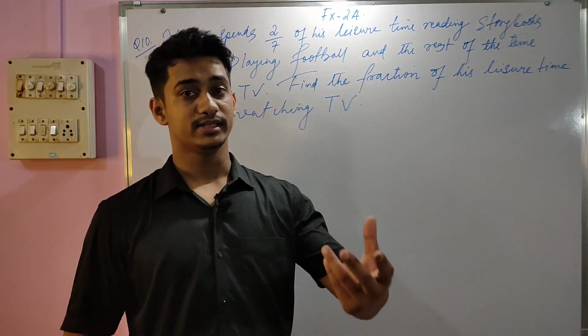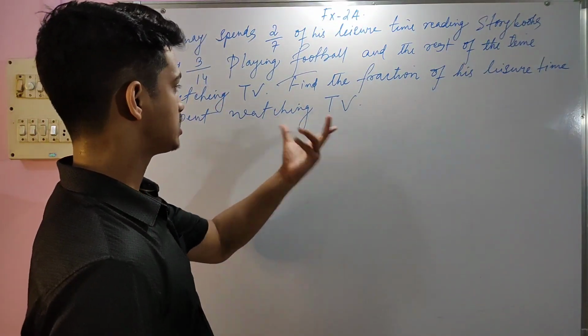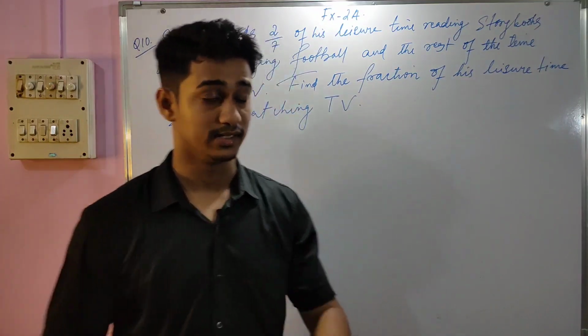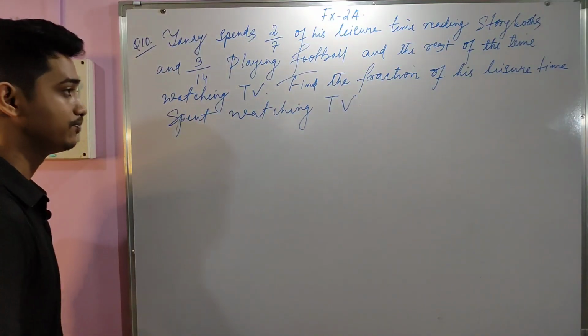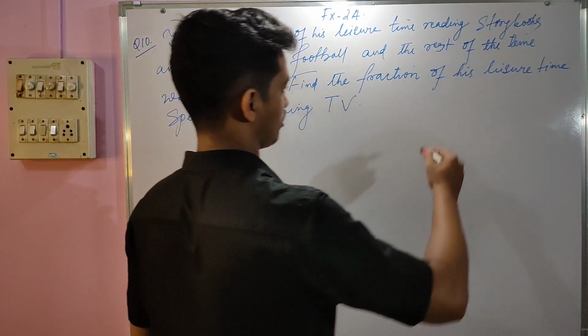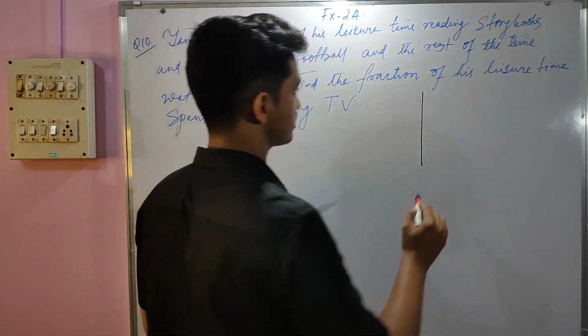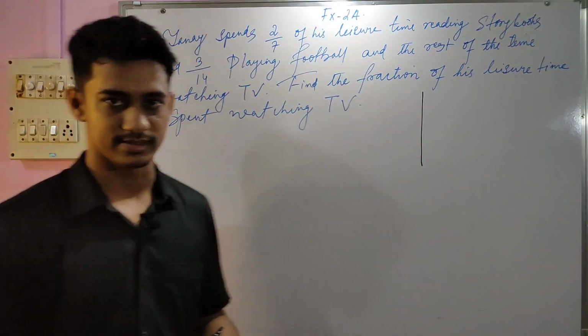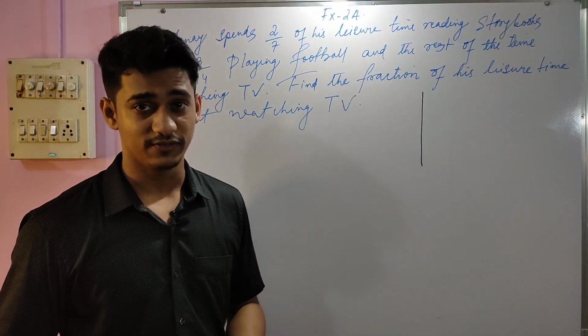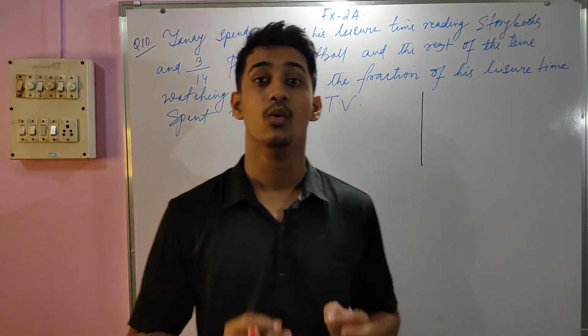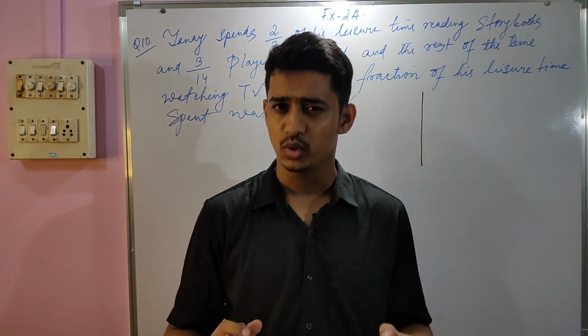So we have to calculate the fraction for watching TV. That is the question basically. One more thing that you have to understand: if I do the sum of all the fractions, it will be 1. How is that 1?